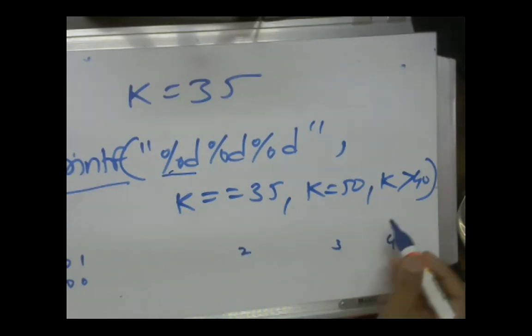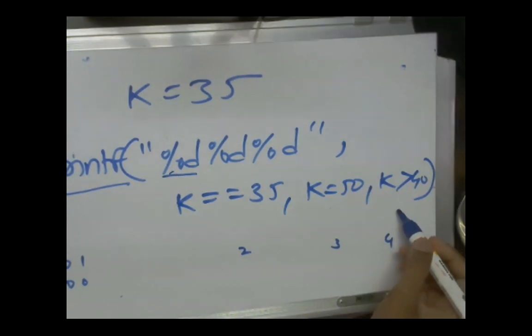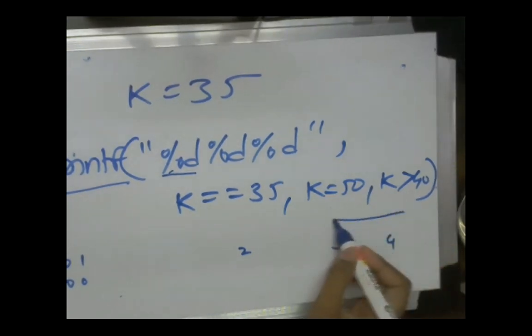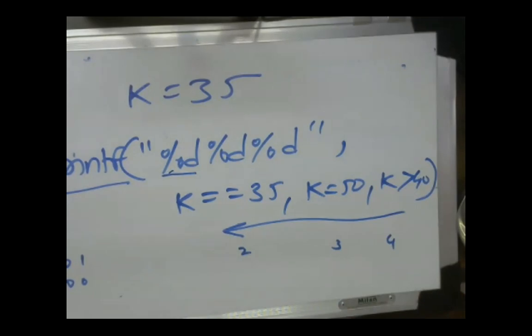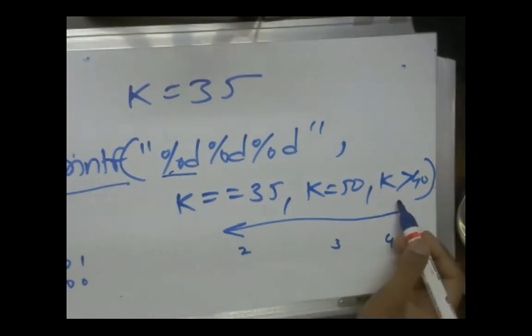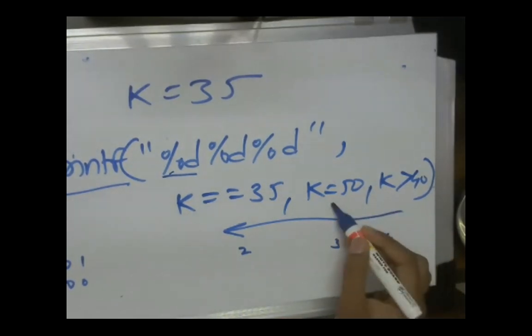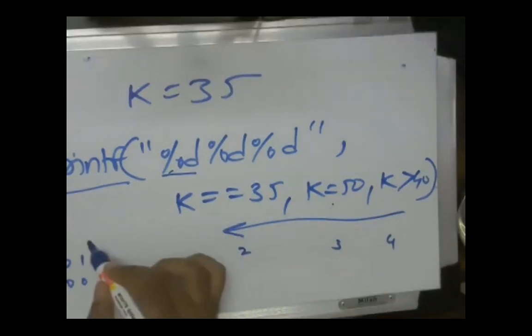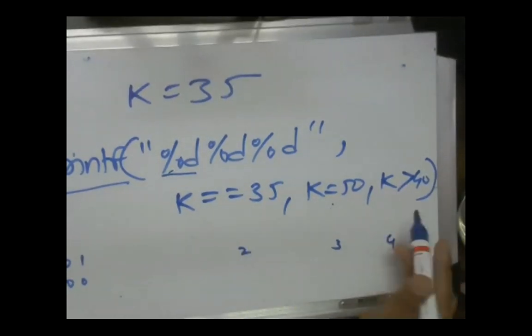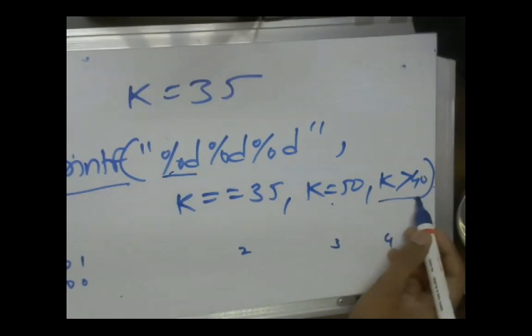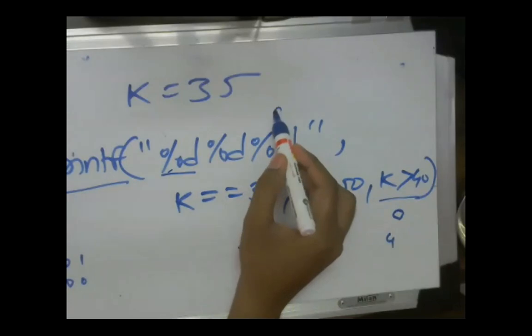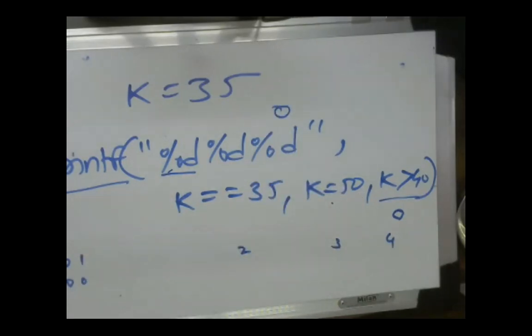So here the rightmost expression is solved first. Rightmost to leftmost: the rightmost is solved first, then its left, then its left, then its left. Got it? So this is the first expression to be solved: 35 greater than 40. The condition is false, so it is 0. Where does this 0 get replaced? At the third percentage d.